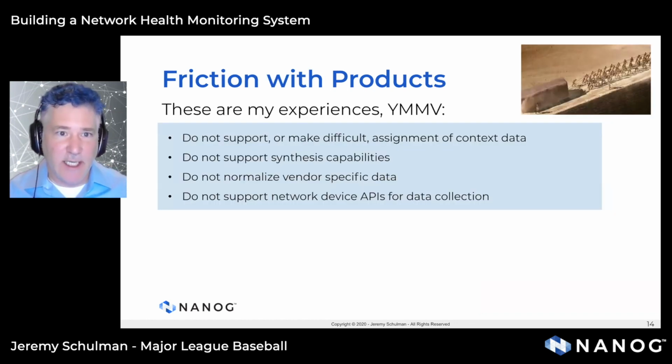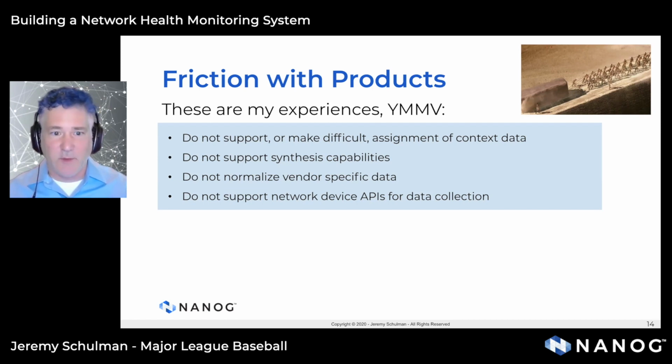Another big challenge I had was with existing products, using those products. So these are my experiences. Your mileage may vary. A lot of the commercial products out there, or even open source projects, are not able to accept or assign context data. And what I mean by that is assigning a role to an interface, for example. Some products allow you to assign metadata, some products don't. Most products, in fact, almost no products support synthesizing of the data. I've started to see a few out there, but most of them don't synthesize data like this.